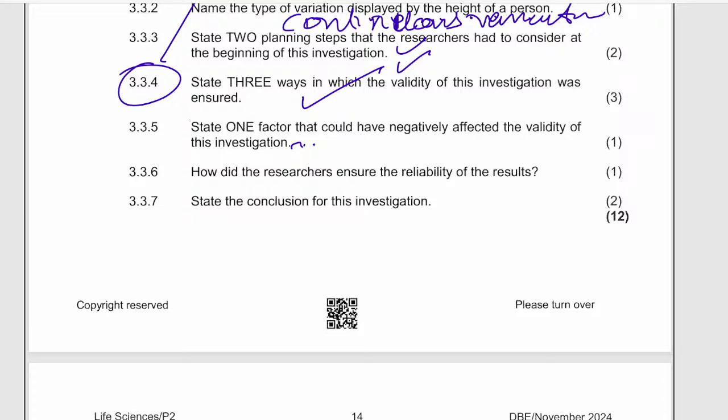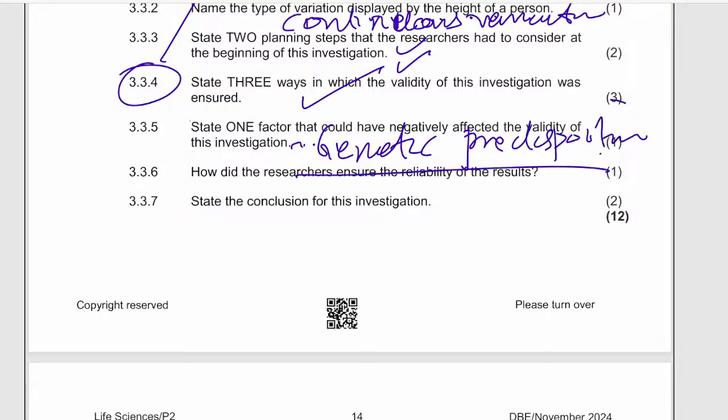So you can say genetic, maybe genetic predisposition. Yes, it can bring about that. I don't know how you put it. Maybe there are also other answers you can give, and they will be marked correct. But the genetic composition of an individual will also affect the results.